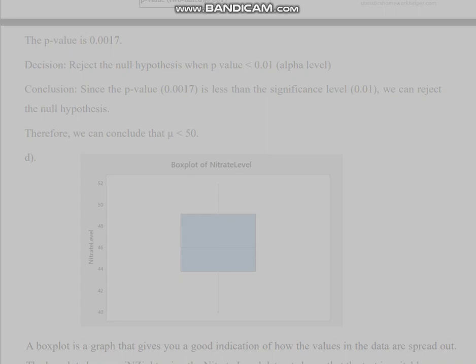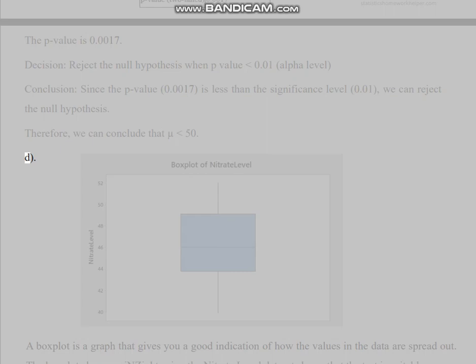The p-value is 0.0017. Decision: reject the null hypothesis when the p-value is less than the 0.01 alpha level. Conclusion: since the p-value 0.0017 is less than the significance level 0.01, we can reject the null hypothesis. Therefore, we can conclude that the mean is less than 50.